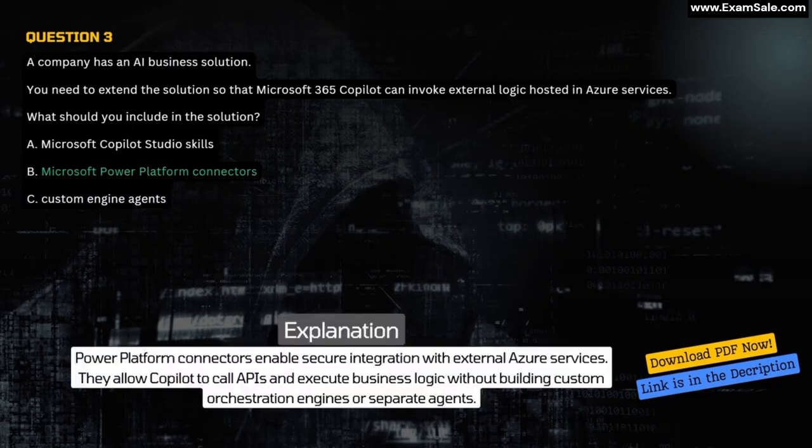Power Platform connectors enable secure integration with external Azure services. They allow Copilot to call APIs and execute business logic without building custom orchestration engines or separate agents.